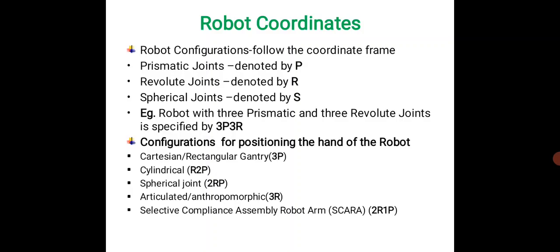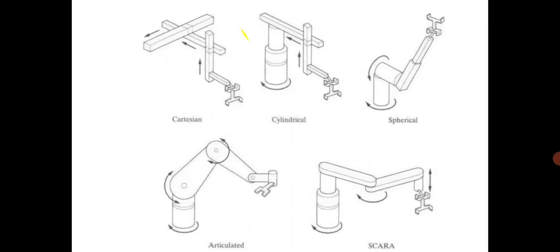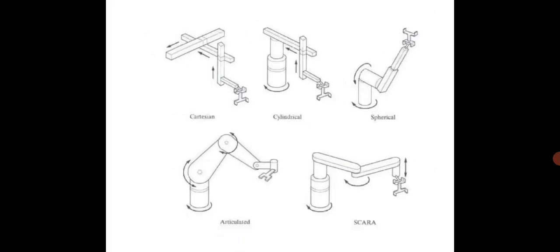For configurations used for positioning the hand of the robot, we have 5 types, which we call Cartesian, cylindrical, spherical, articulated, and SCARA. In the brackets, the respective numbers of joints are given. For example, in the first case it is 3P, which is 3 prismatic. In the spherical configuration, you can see 2 revolute and 1 prismatic. From this figure, you can see the various configurations.